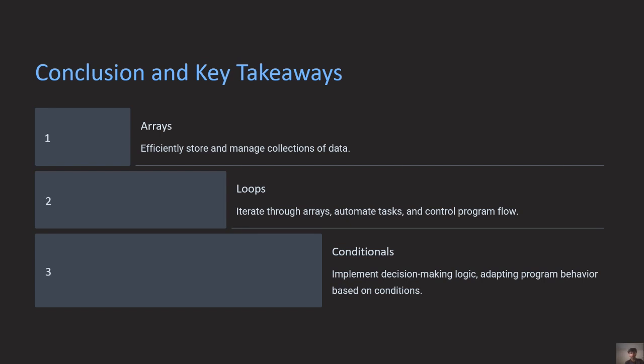Conclusion and key takeaways. Arrays: efficiently store and manage collections of data. Loops: iterate through arrays, automate tasks, and control program flow. Conditionals: implement decision making logic, adapting the program based on conditions.